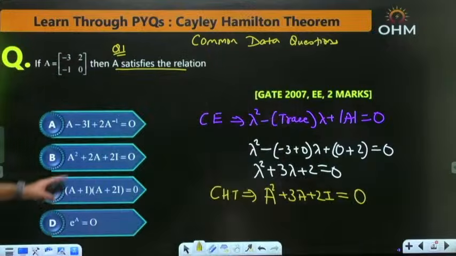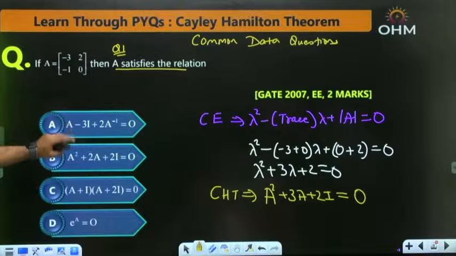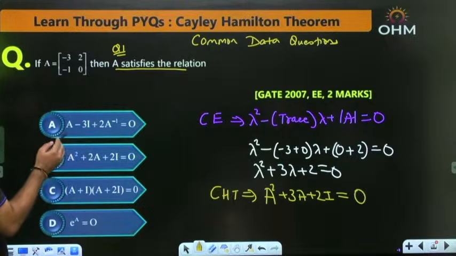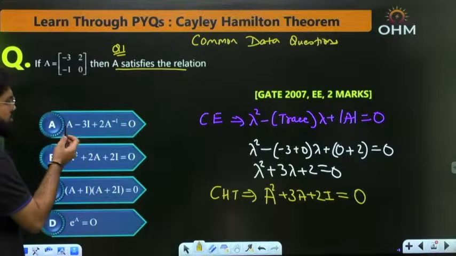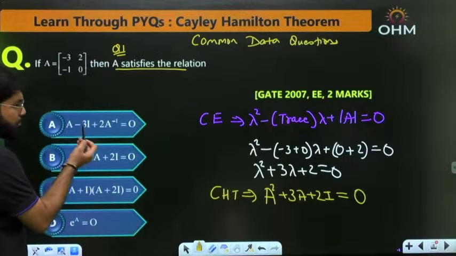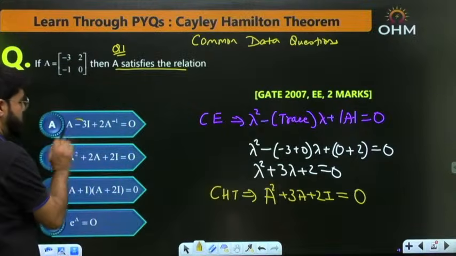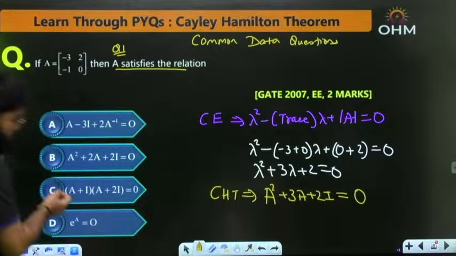A square plus 3A, so not option number B. Even A will not be satisfied. This is how the inverse can be calculated. Multiply throughout by A inverse. Then what you will get is A plus 3I, A into A inverse will cancel, plus 2A inverse equal to 0. So this minus will not match. So probably option number C.